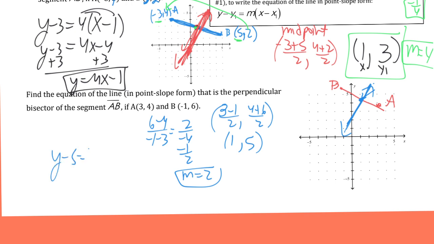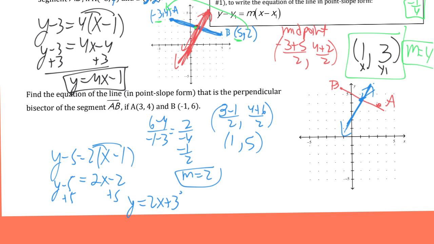Y minus 5 equals 2 times x minus 1. Distribute it out. 2x minus 2 equals y minus 5. Add 5 to both sides, and you get y is equal to 2x plus 3. And if you look at this, it should make sense. You start at 3, and you go up 2 over 1. You actually do get a graph that is believable to be the equation of the perpendicular bisector of your original segment.